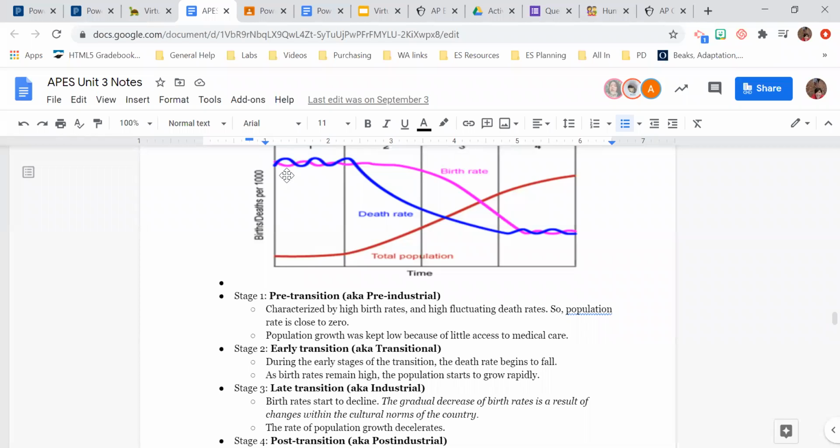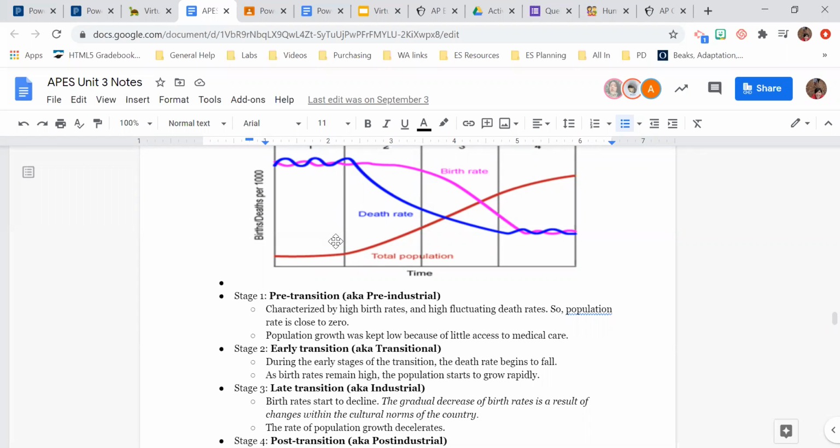So this would be primarily agricultural societies. Ancient societies would have been here with high birth and high death rate. Any society where you have high risk or manual labor jobs as the primary job, and you have little to no medical care.